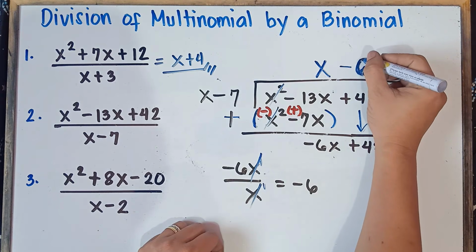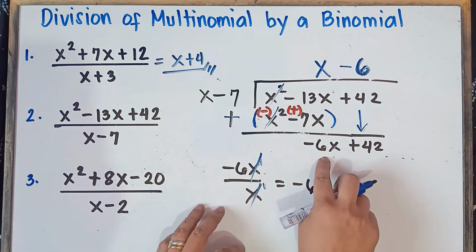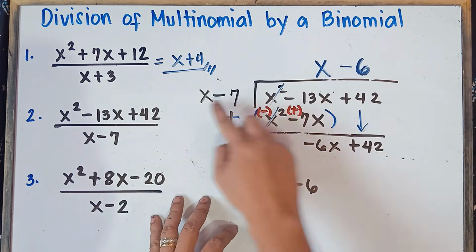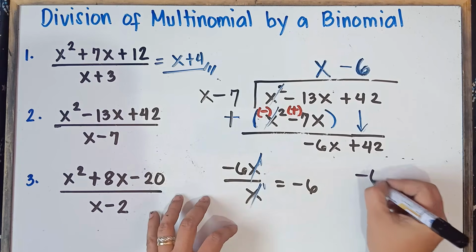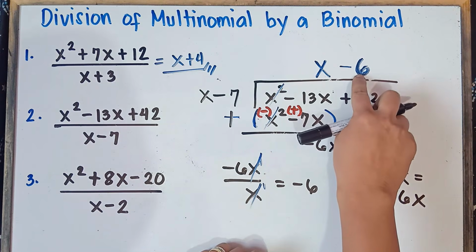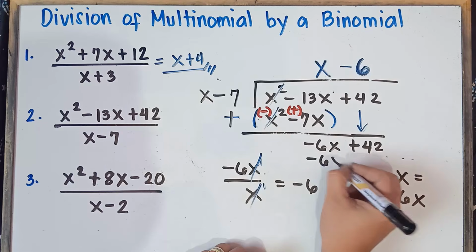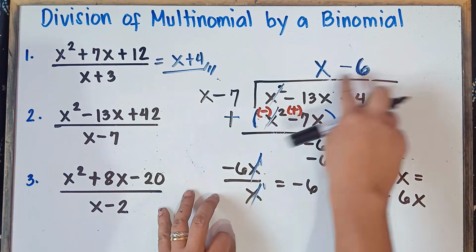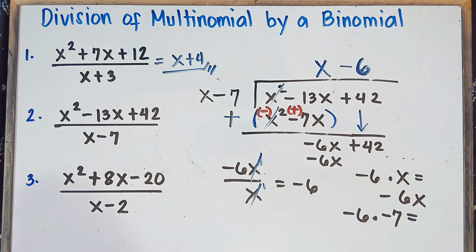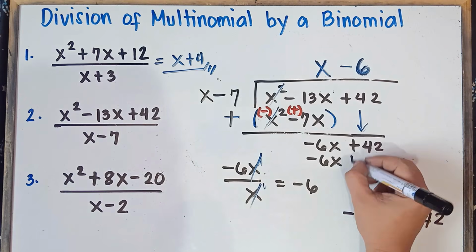I hope it's clear for you, class, with regards to this one. Negative 6x divided by x, the answer is negative 6. And then do it in reverse. You simply multiply negative 6 times x, that would be negative 6x. And then negative 6 times negative 7. What's the answer, class? That's correct, that would be positive 42. Negative times negative is positive, 6 times 7 is 42.